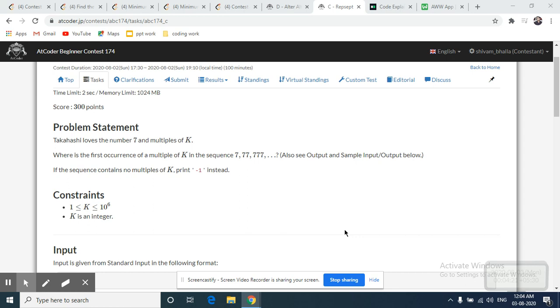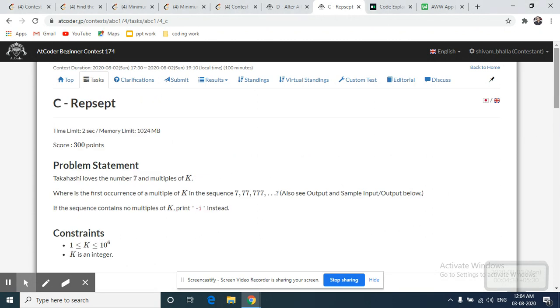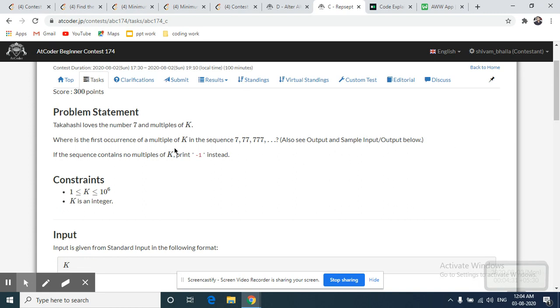Hello friends, so today we're going to discuss a very interesting problem from the AtCoder Beginner Contest 174, problem C, Repsept. The problem statement states that Takahashi loves the number 7 and a multiple of k.